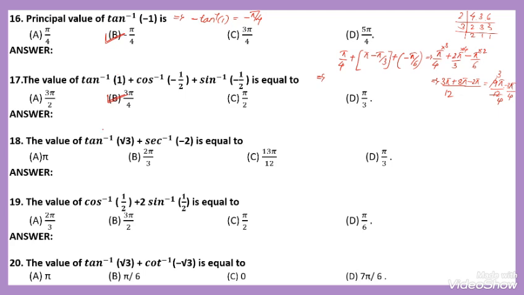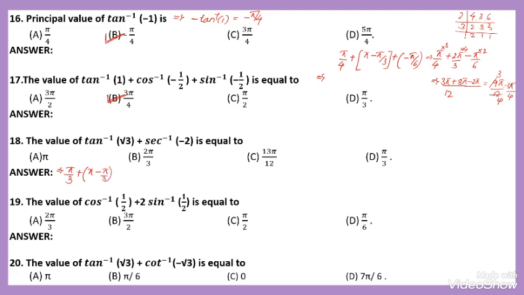Now, the value of tan inverse of root 3 plus sec inverse of root 3. I can solve here. What is the tan inverse of root 3? Tan inverse of root 3 is pi by 3, plus sec inverse of 2. Sec function, there is a property, pi minus sec inverse of 2. Sec inverse of 2 is pi by 3.